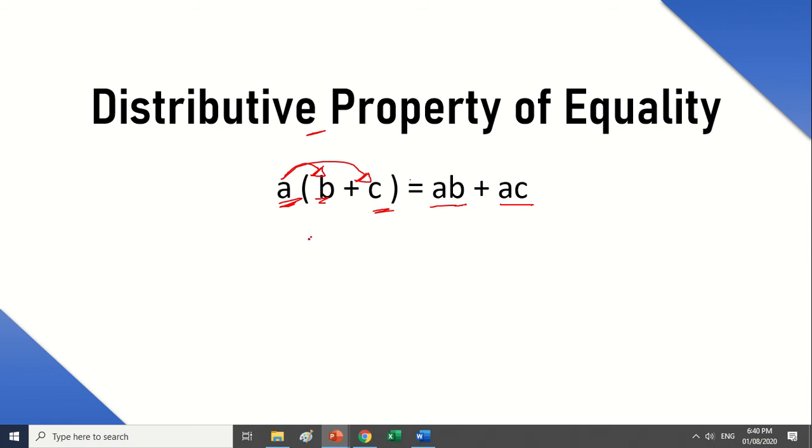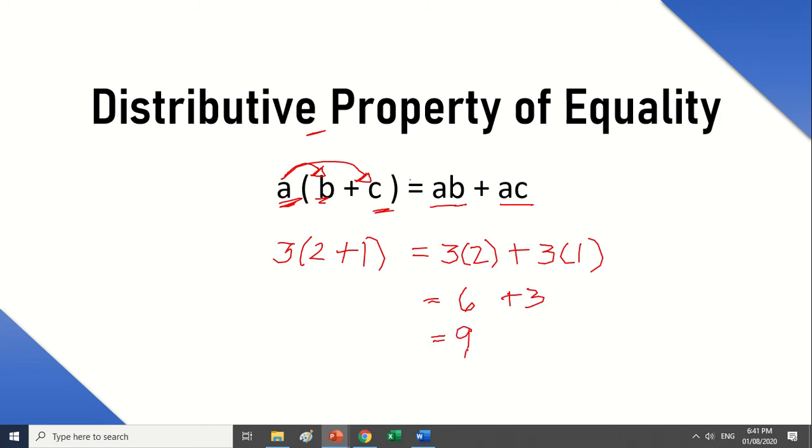For example, inside, I have 2 plus 1 and then 3 for A. So, the answer is, you will just multiply 3. So, 3 times 2, then add 3 times 1. So, 3 times 2 is 6, then plus 3 is equals to 9.